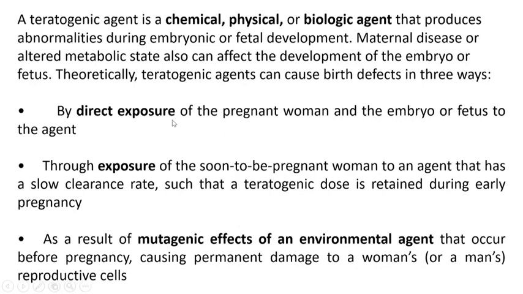Another way is direct exposure of the soon-to-be pregnant woman to an agent that has a slow clearance rate, such that a teratogenic dose is retained during early pregnancy. So let's say a drug that is fat soluble, like tetrahydrocannabinol, THC, the operative agent in marijuana, accumulates in the fatty tissues of the body. And so it is retained for much longer than any kind of drug that is water-soluble, okay?